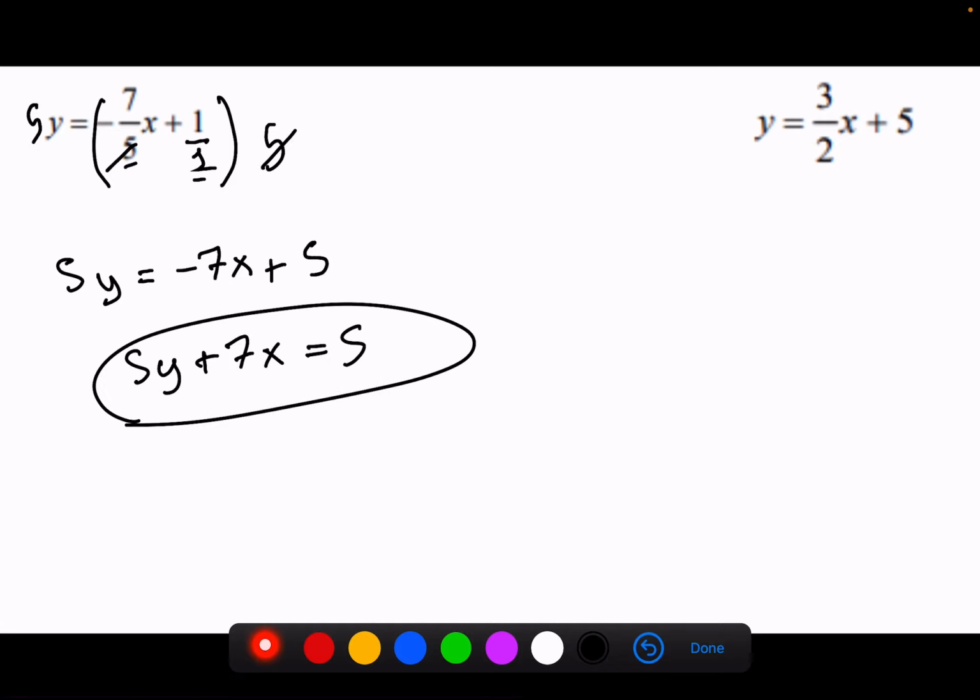Now moving on to the next problem here. y equals 3 over 2x plus 5. The slope is 3 over 2 and the y-intercept is 5. So let's go ahead and solve this. So we see a common denominator here between 1 and 2. Common factor is 2. And so I'm going to multiply both sides by 2. So I have 2y is equal to 3 over 2 times 2 is just 3 because the 2's will cancel out. 3x. And then I have plus 5 times 2, which is 10.